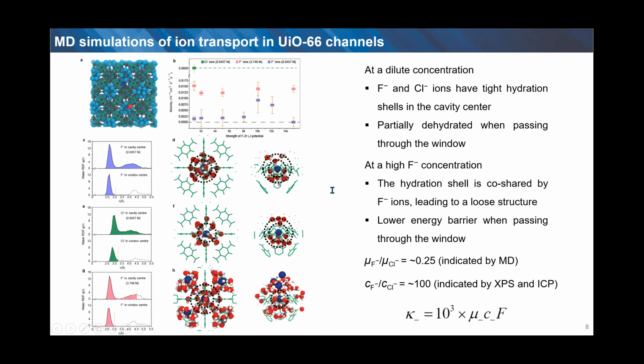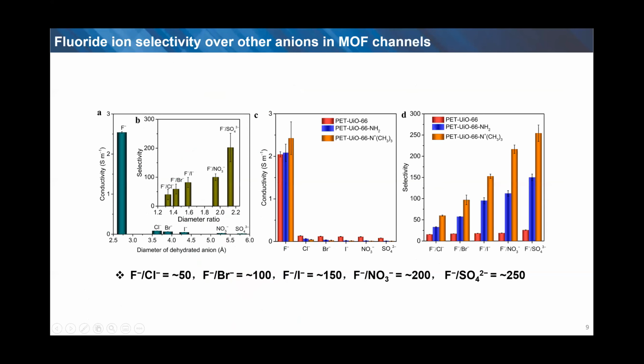Considering the ion conductivity is related to the ion mobility and the ion concentration, the selectivity for fluoride over chloride from MD simulations is in line with the experimental value. Then the fluoride selectivity over other anions is also studied. From this figure, we can see the fluoride conductivity is much higher than the other anions. And the selectivity for fluoride over other anions increased with increasing dehydrated ion diameters.